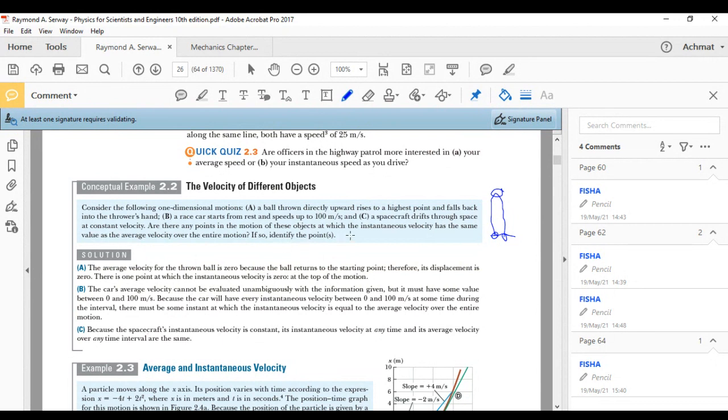And number C. Number C, a spacecraft drifts through space at a constant velocity. So remember, the constant velocity means the velocity remains the same. Right? And that means the instantaneous velocity will be the same value everywhere, isn't it? It will be the same value everywhere. And what will the average velocity be?